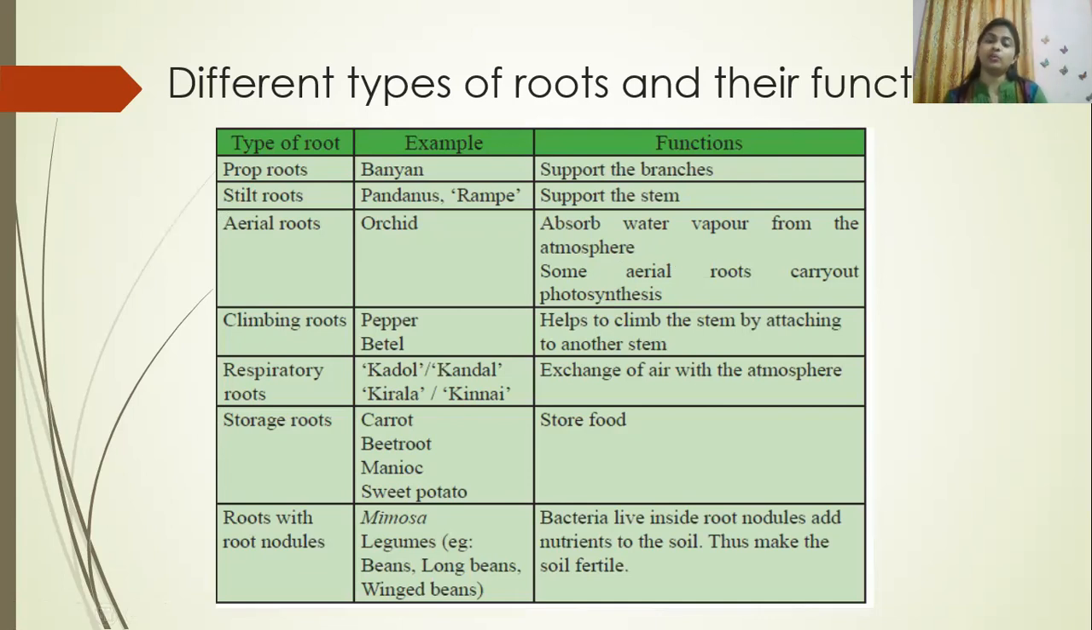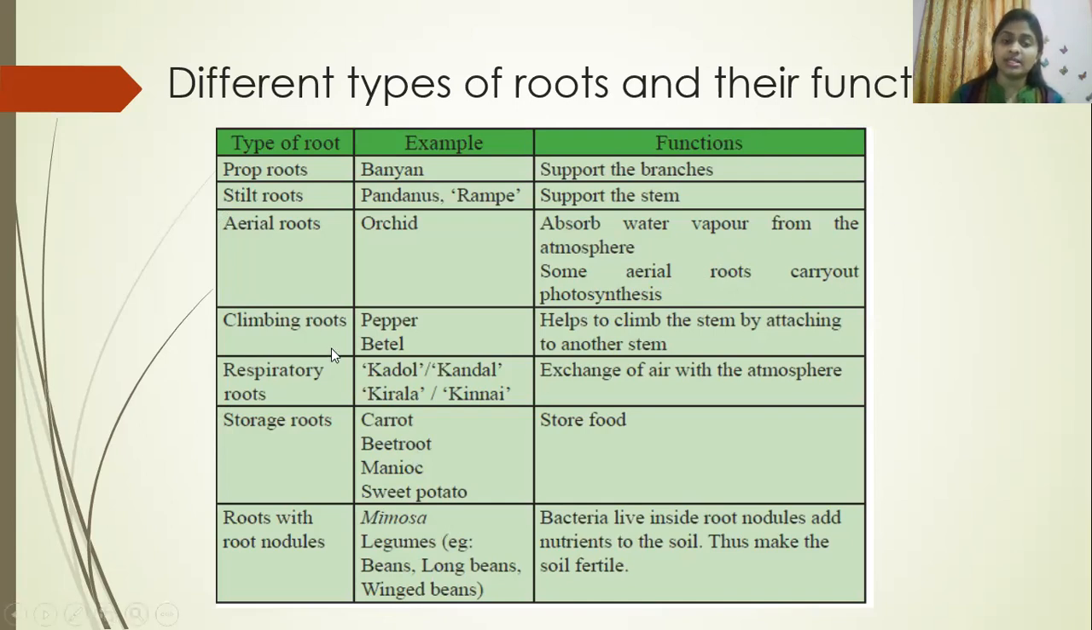Then some other aerial roots carry out photosynthesis too. Some green color aerial roots are there in some plants. They can carry out photosynthesis. You know what photosynthesis is? Production of food by green plants, right? With the aid of carbon dioxide, sunlight, water, right? You have learnt all these things. So if the root is green in color, it contains chlorophyll pigment. If chlorophyll pigment is there in any part of a plant, even in the stem, they can carry out photosynthesis, just like leaves.